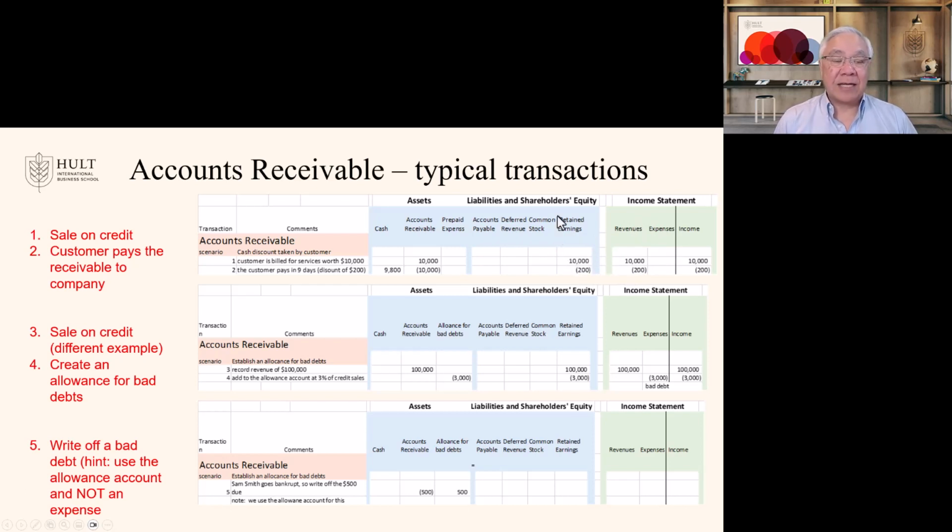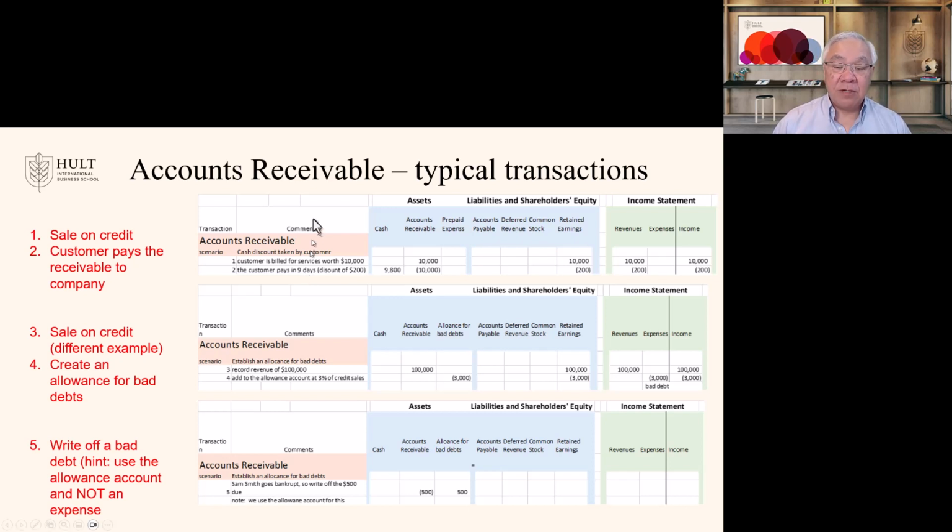That's the first transaction. Second is the good news, the customer pays the receivables to the company. So here we got $9,800 and it reduces $10,000. I said, whoa, what happened to the other $200? Well, inside the detail, we see that they were offered a discount if they paid early. So if they paid within 10 days, they get a 2% discount.